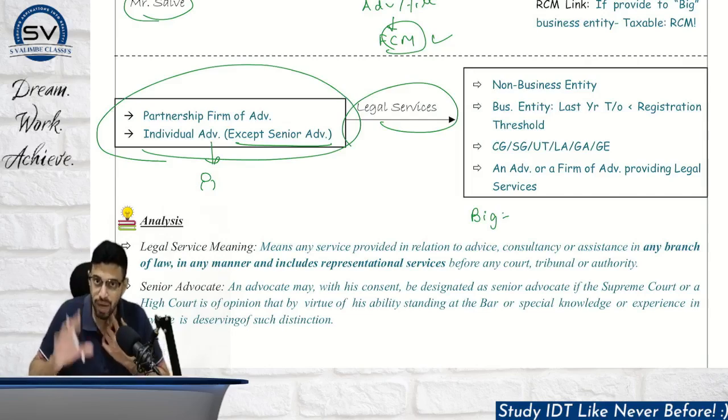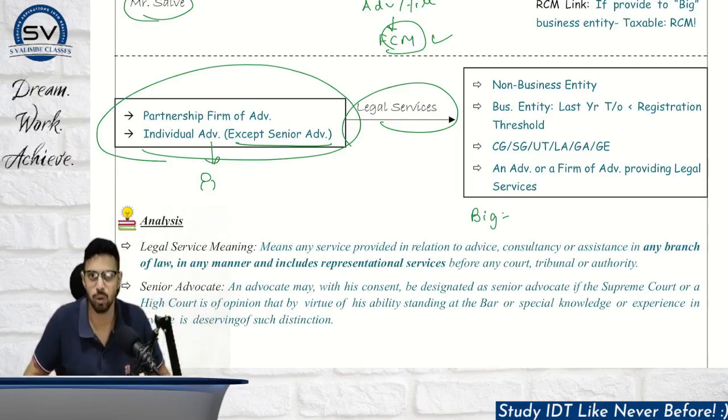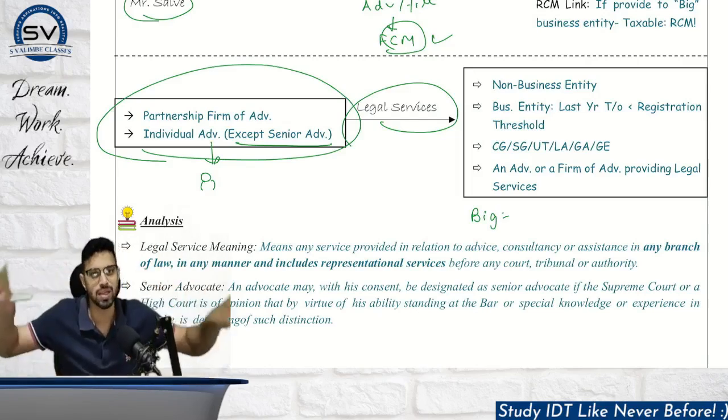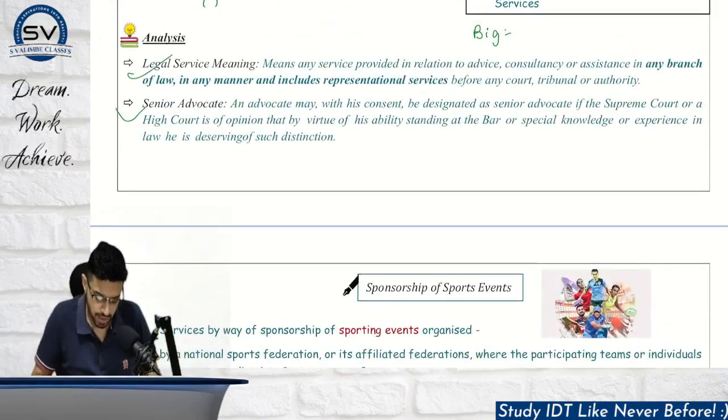So for ensuring complete clarity, while reading this, you just have to cover your chapter number 2 RCM provisions as well, so that the entire picture is clear holistically. Okay. This is clear. Legal service I have covered.